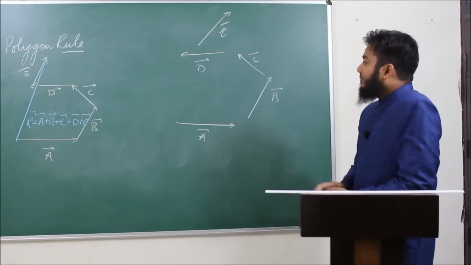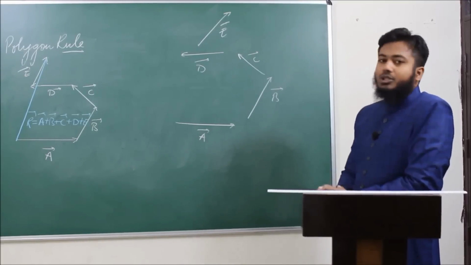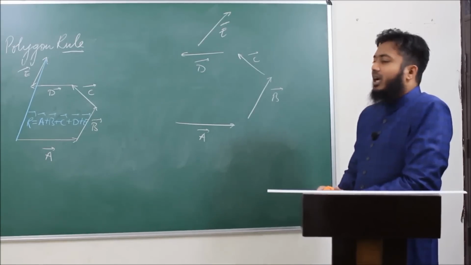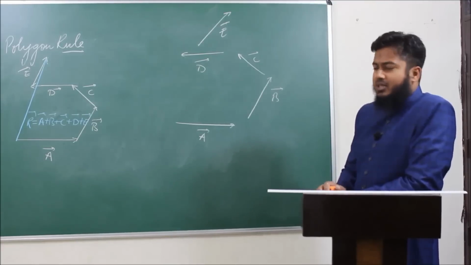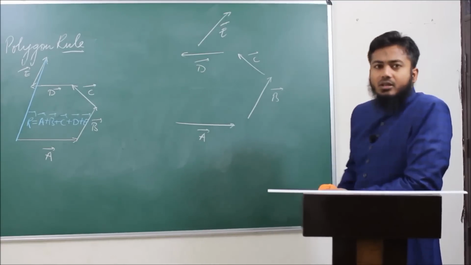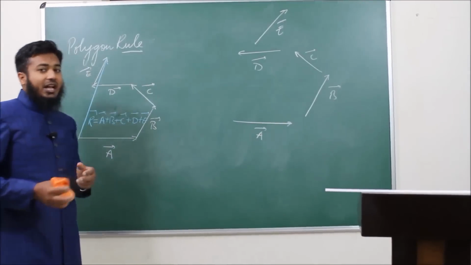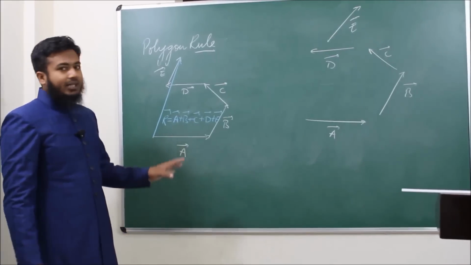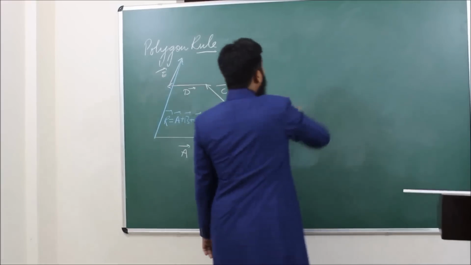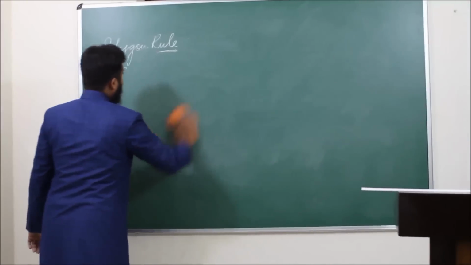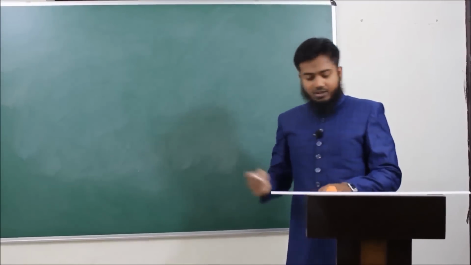Now, so far we have seen the addition of vectors, and this addition was based on geometry. This is the geometrical method to add vectors. Now, it will sometimes be cumbersome to add the vectors, drawing lines and finding the angles. So let us derive a mathematical formula to add vectors.